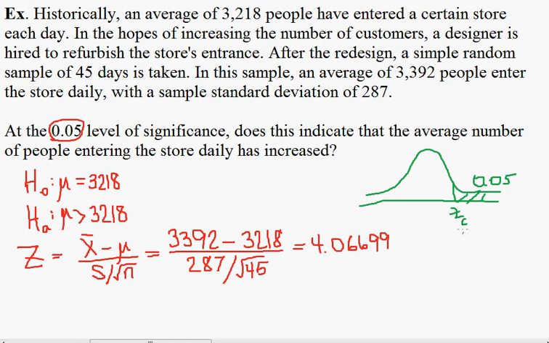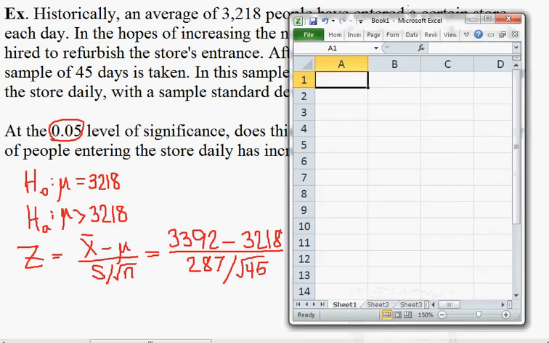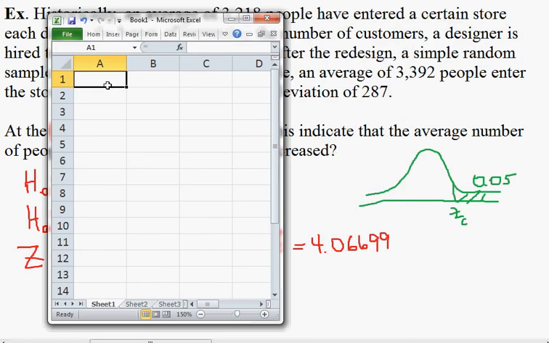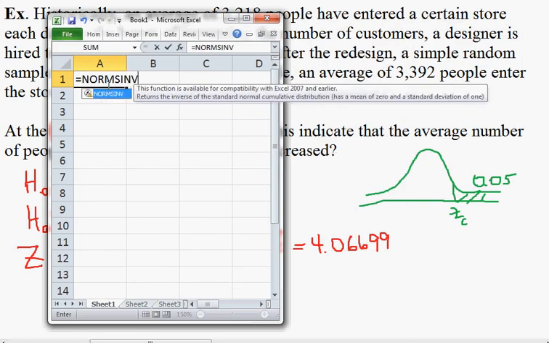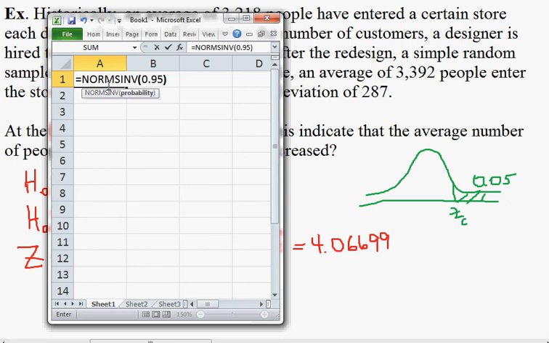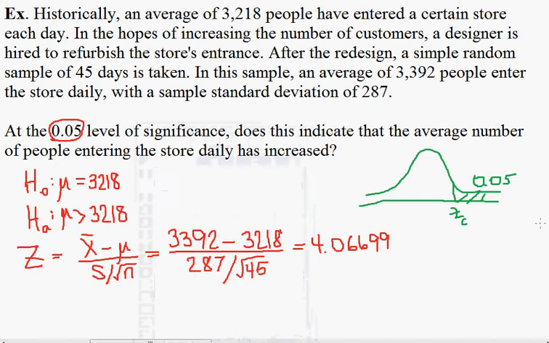Okay, so for this we use either the calculator or Microsoft Excel. I'll use Excel. So we have NORM.S.INV of 0.95. 95% of the area must lie to the left, so that 5% of the area lies to the right. So 1.64485. And that is going to be my cutoff for deciding whether or not to retain or reject the null hypothesis.